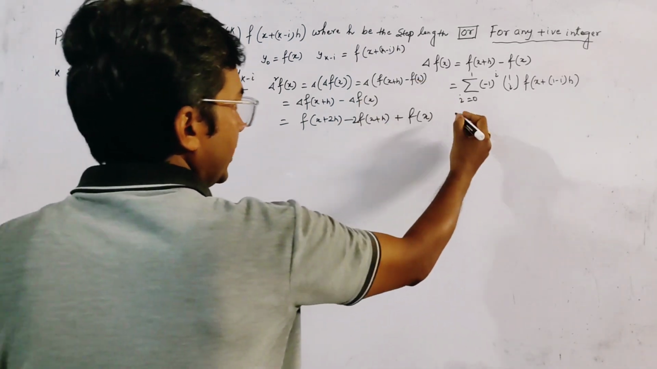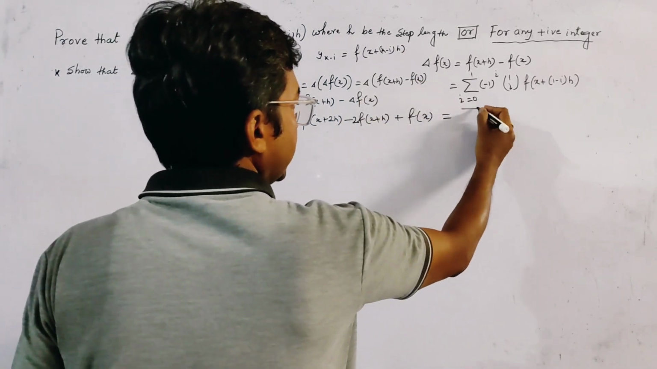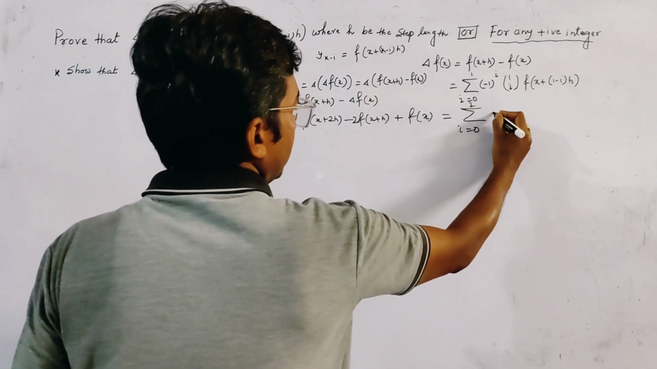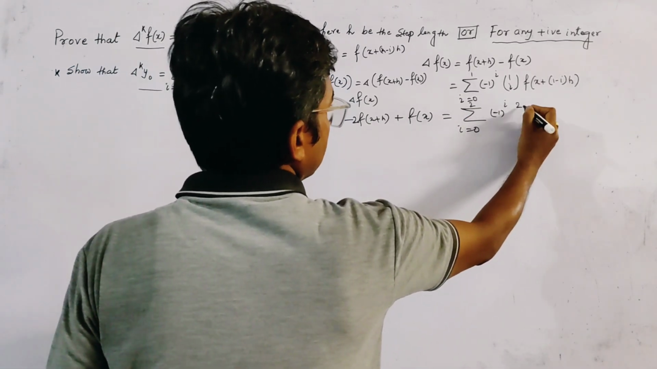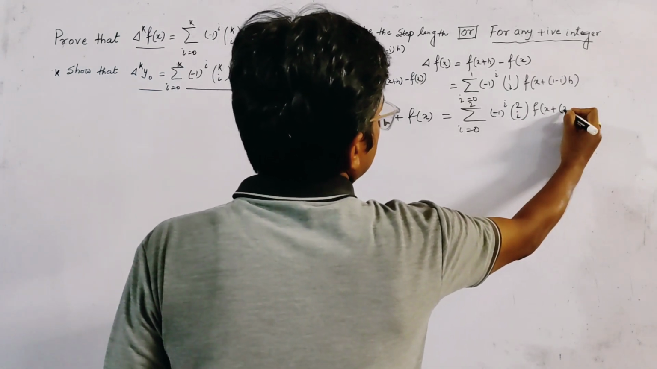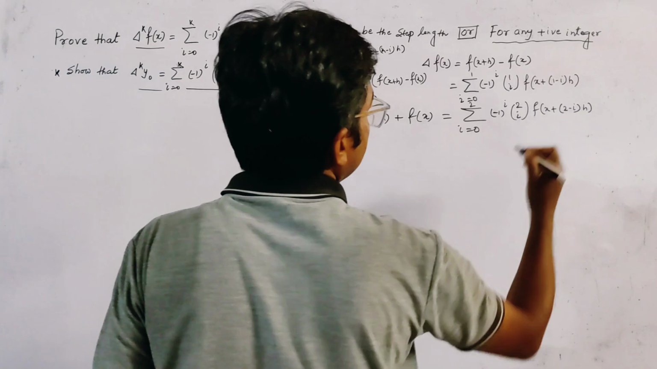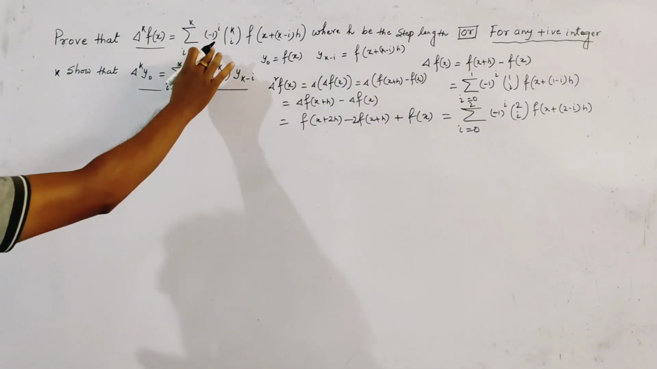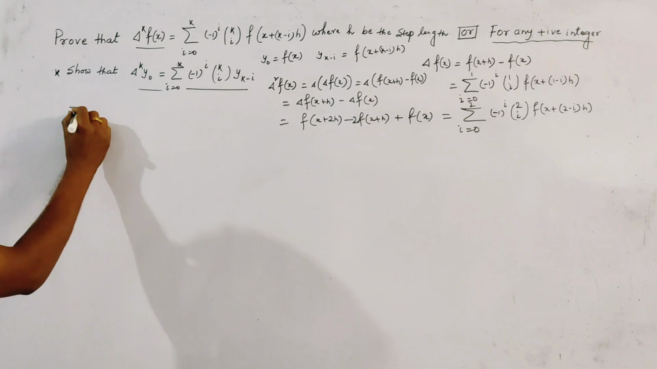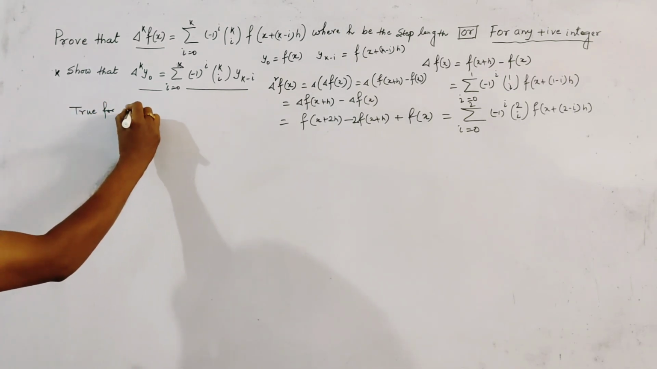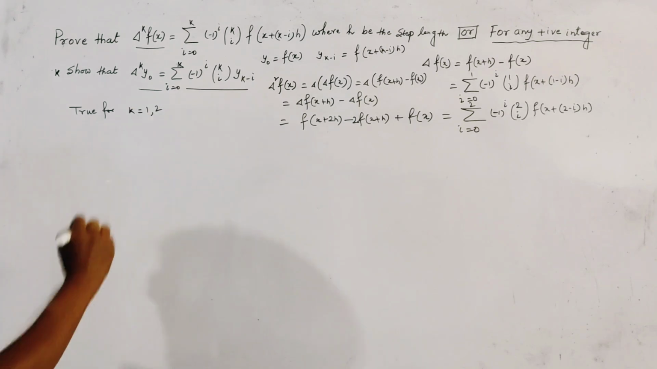And in a similar manner, we write this result in summation form as i equal to 0 to 2, minus 1 to the power i, 2 c i, f of x plus 2 minus i into h. Okay, so we say that this given relation is true for k equal to 1 and 2.